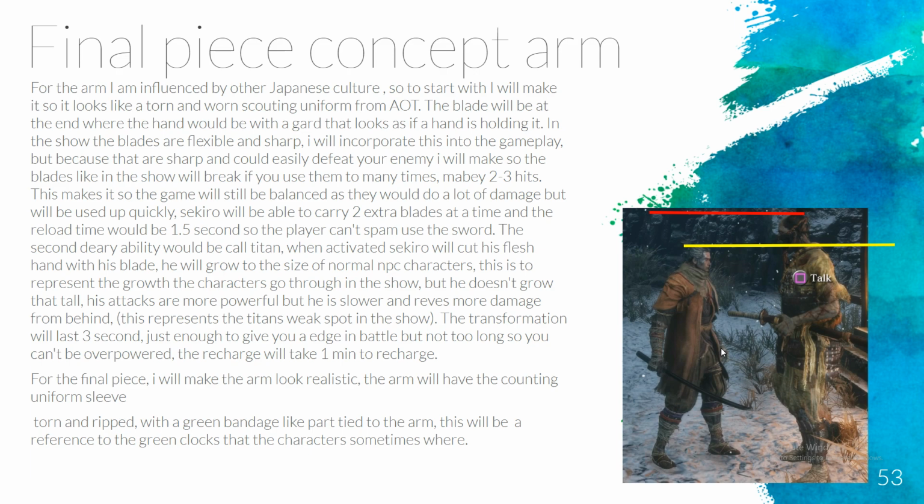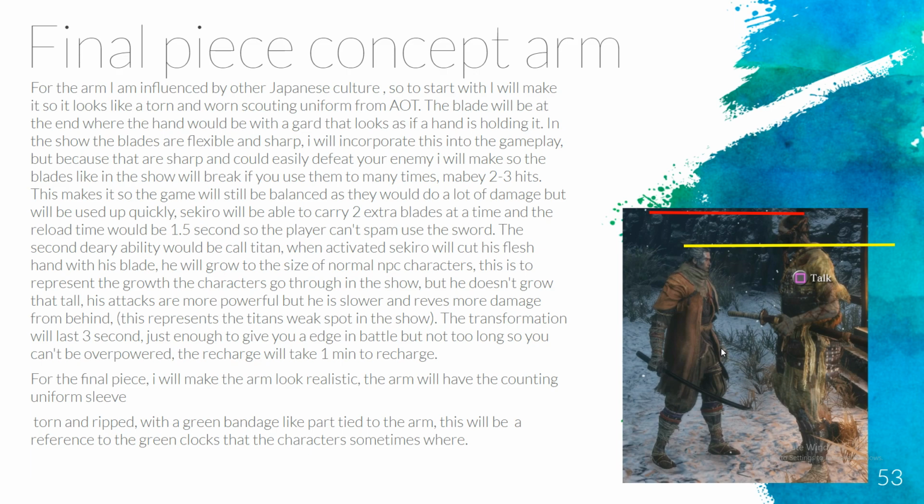The secondary ability would potentially be called Titan or something. When activated, Sekiro will cut his flesh with his blade. He'll grow to the size of a normal NPC character. This is representing the transformation the characters go through in the show when they turn into Titans. But he doesn't go too tall, we're just making him a bit taller, as he's a bit short compared to everyone else. So just represent that.